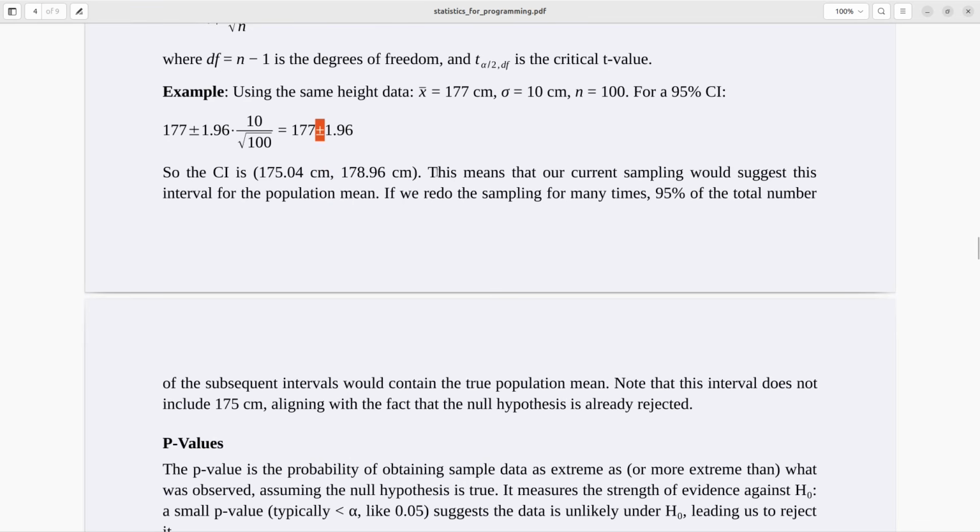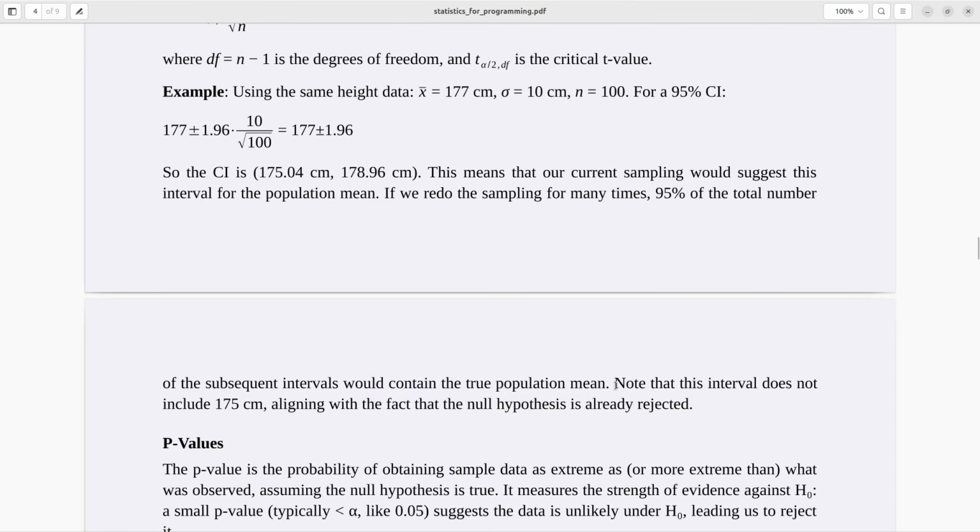So this confidence interval means that our current sampling would suggest this interval for the population mean. If we redo the sampling many times, 95% of the total number of the subsequent intervals would be able to contain the true population mean. So that is the meaning of the 95% confidence interval.